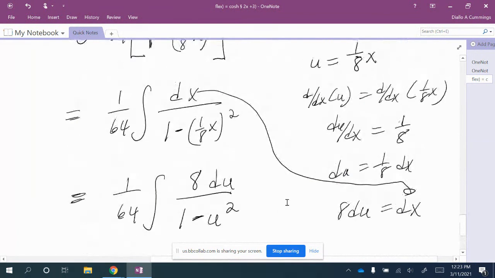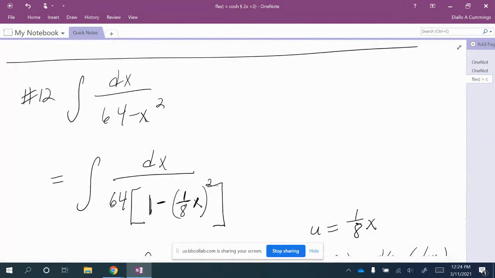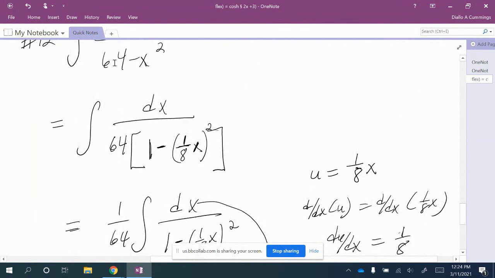All right, so I'm going to kind of go back on this. All right, so we're asked to integrate dx over 64 minus x squared. I factored out 64 in the denominator. Right, so notice how 64 times 1 is 64. 64 times 1/8 x squared, right? That gives me x squared.